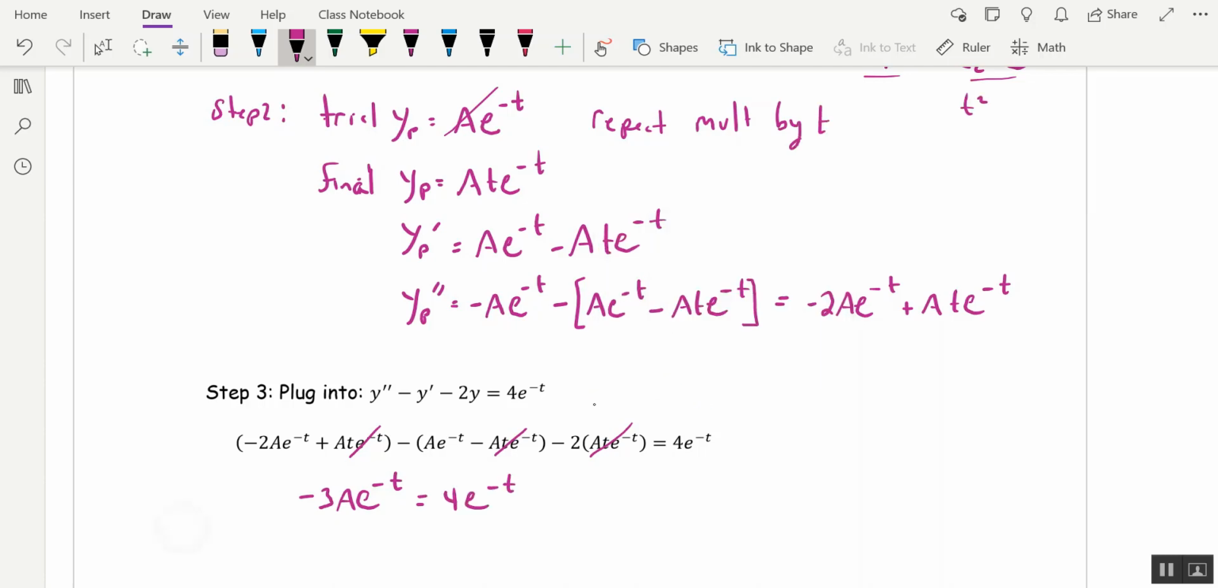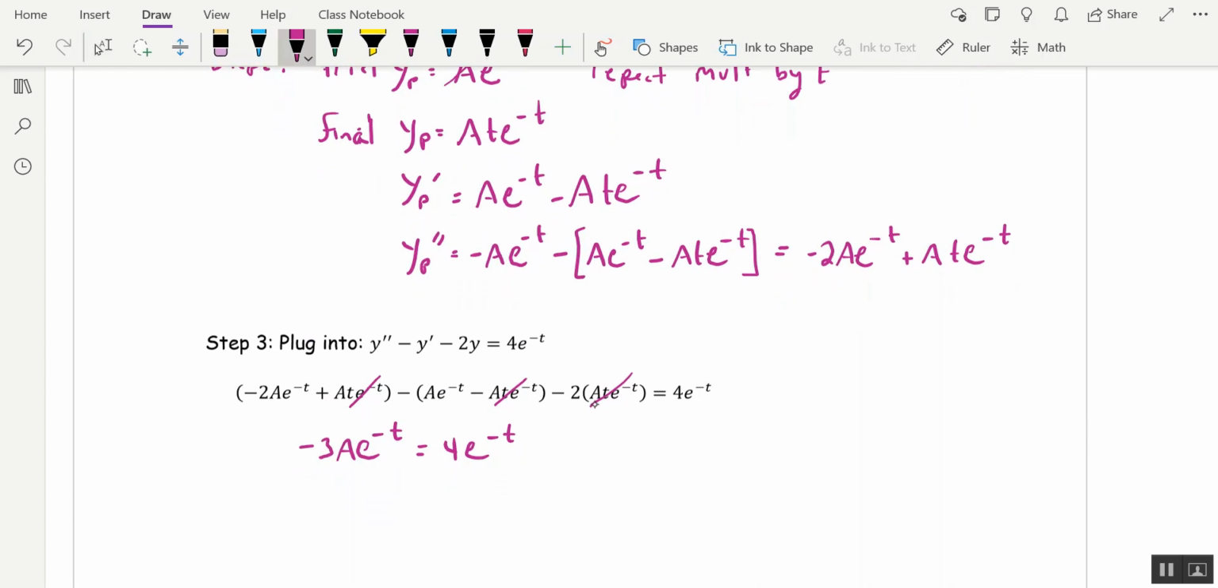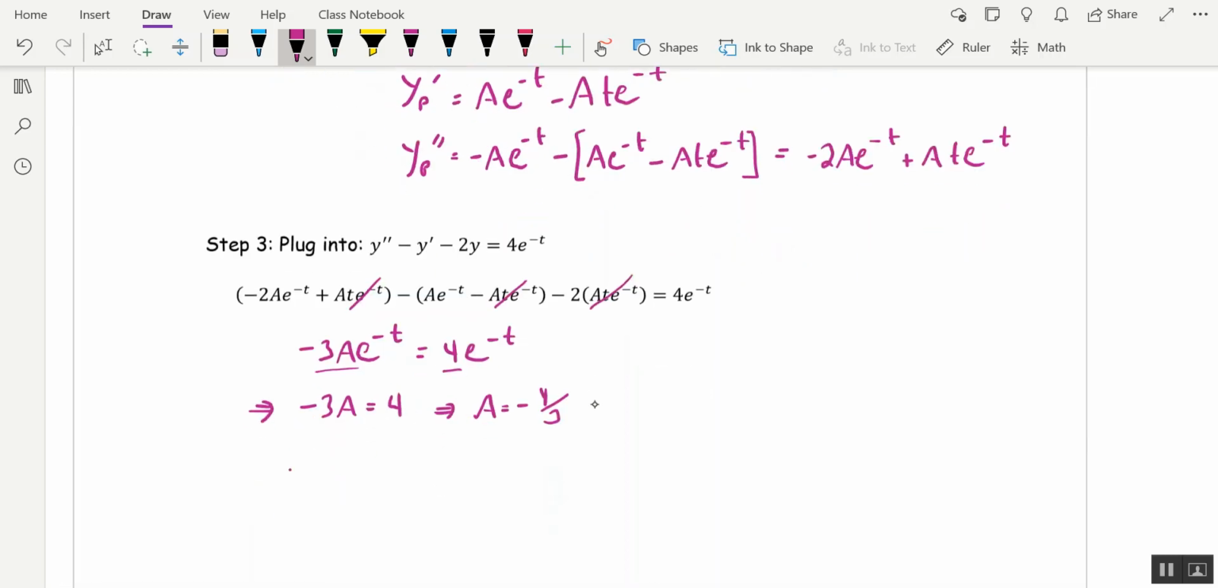Now I can, again, equate coefficients. That tells me that -3a must be 4, because the coefficient of e to the -t on this side has to be equal to the coefficient of e to the -t on the other side. So now a is -4/3. Okay, so my yp, go back up, here's my yp. So my yp is -4/3 t e to the -t.